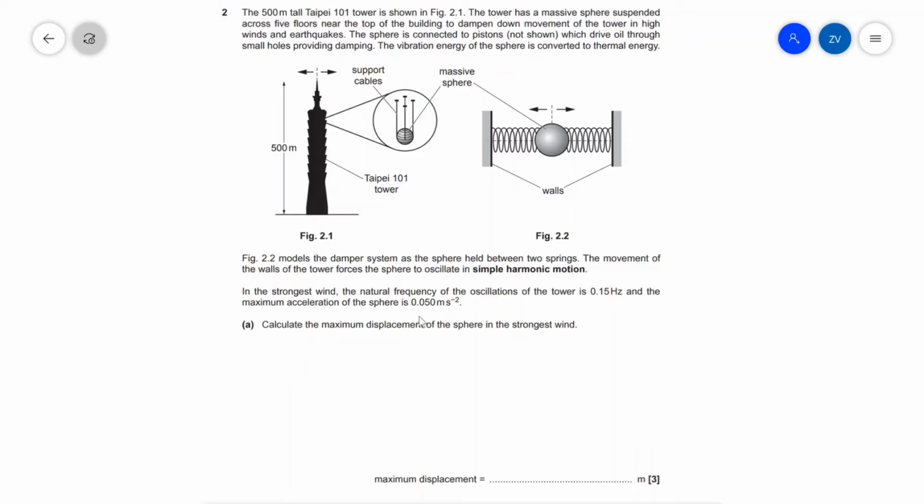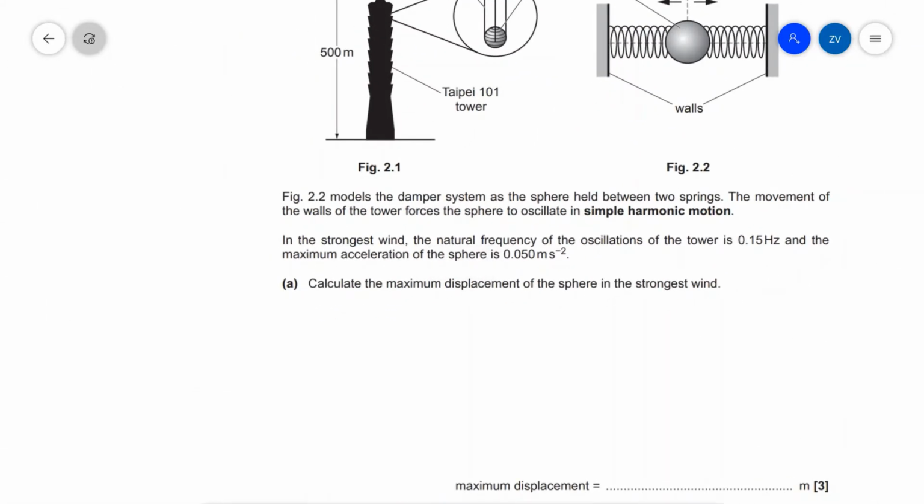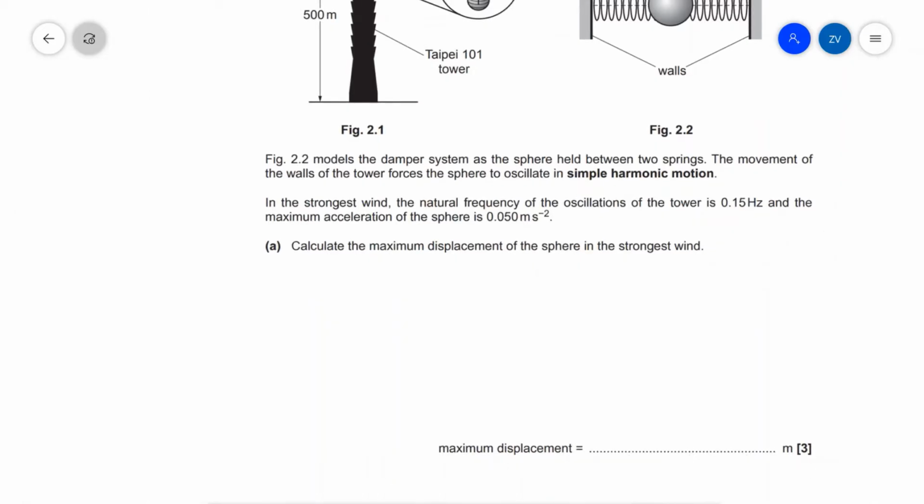We want to calculate the maximum displacement of this sphere in the strongest of winds, and we know that in the strongest of wind, the natural frequency of the oscillation tower is 0.15 Hertz, and we're given the maximum acceleration. Okay, well, because we're given the maximum acceleration, let's start off with writing our equation for acceleration in simple harmonic motion, which is that a is minus omega squared times x.